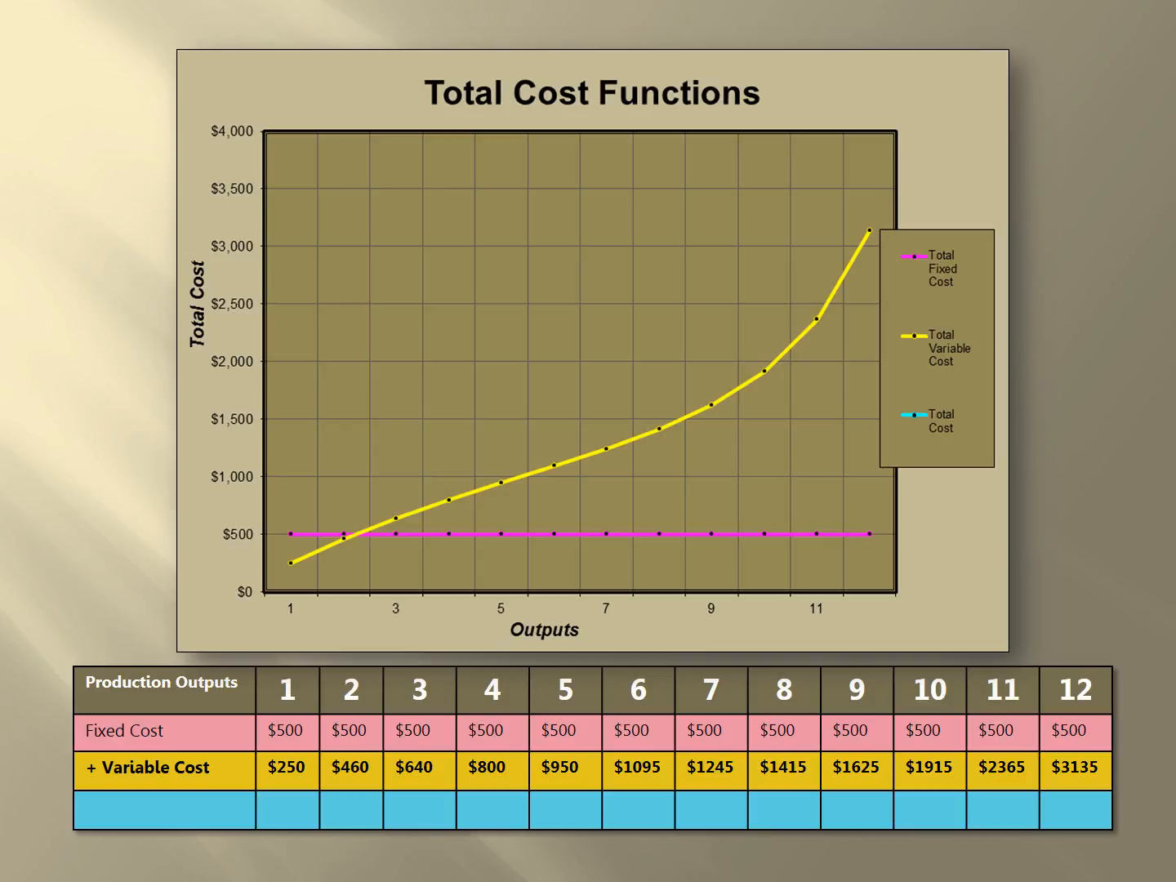The reason why this total variable cost curve appears to snake around like this is a result of our marginal output curve. As our efficiencies increase, our total variable cost does not rise quite as fast. But as our efficiencies decrease, that causes our total variable cost to increase at an increasing, or faster, rate.